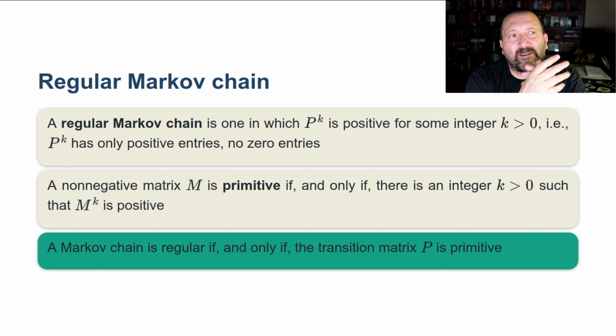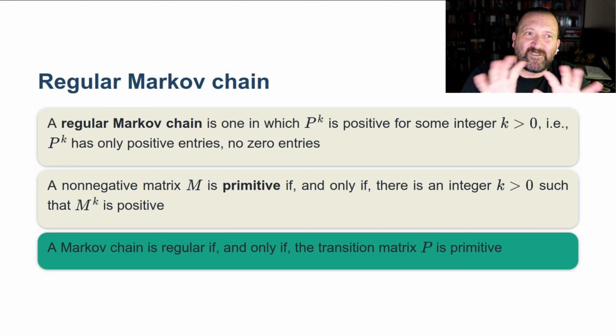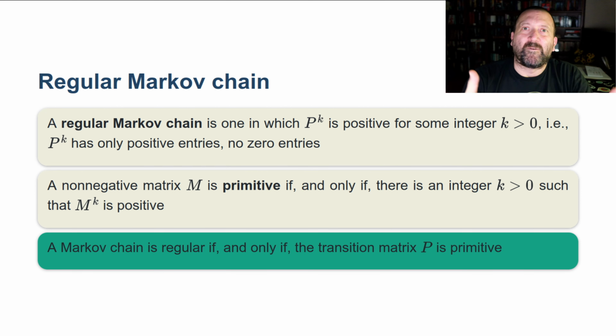A regular Markov chain is a chain, and I should point out, I'm giving definitions here, but this is not the way I would do it in a proper Markov chain course. We would go through much more detail. This is a high level approach to the problems. So a regular Markov chain is one where the transition matrix P is such that for some positive integer k, P to the k is a positive matrix. Okay, it has only positive entries, no zero entries.